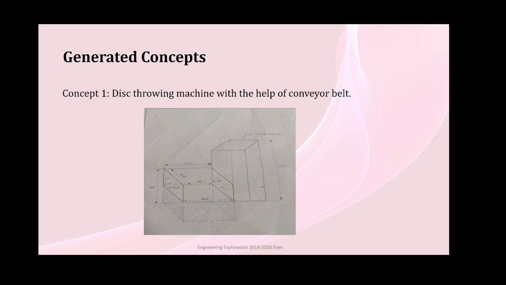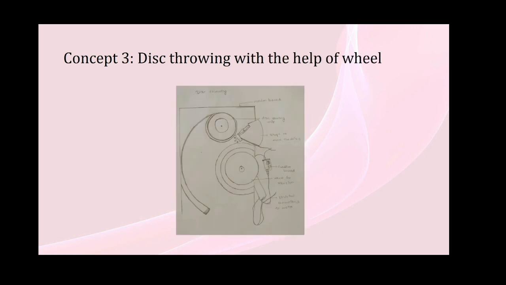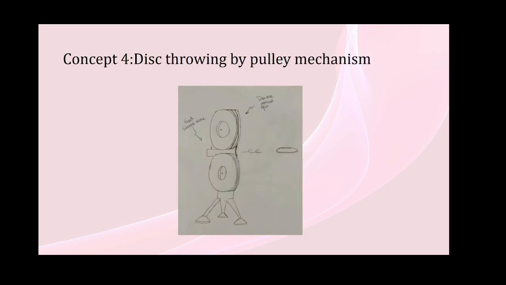There are totally 4 generated concepts. The first concept is the disk throwing machine with the help of conveyor belt. The second concept is disk throwing machine by induction, magnetic induction. The third concept is disk throwing machine with the help of the wheel. And the fourth concept is disk throwing machine by a pulley mechanism.